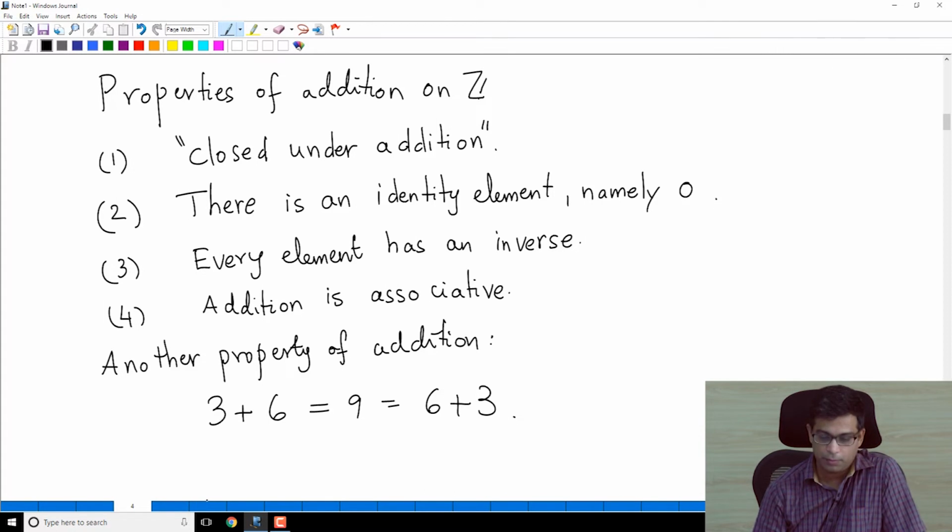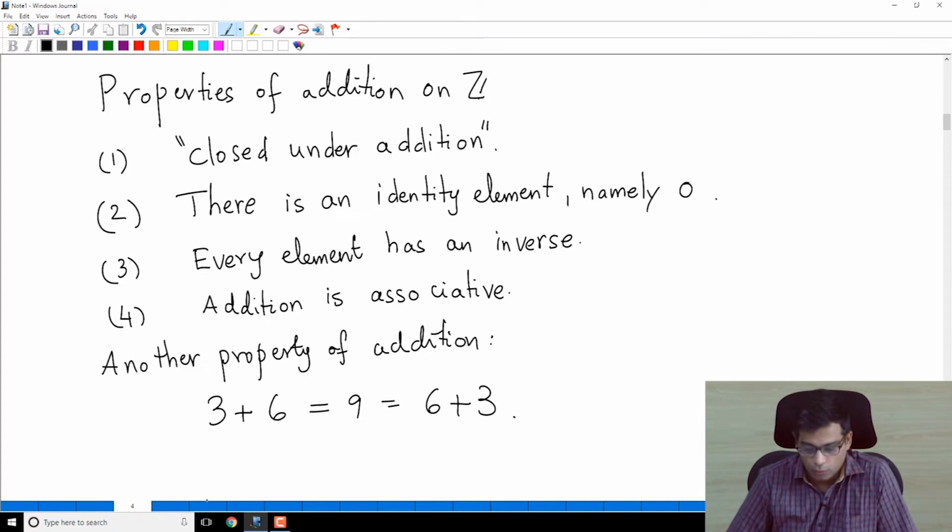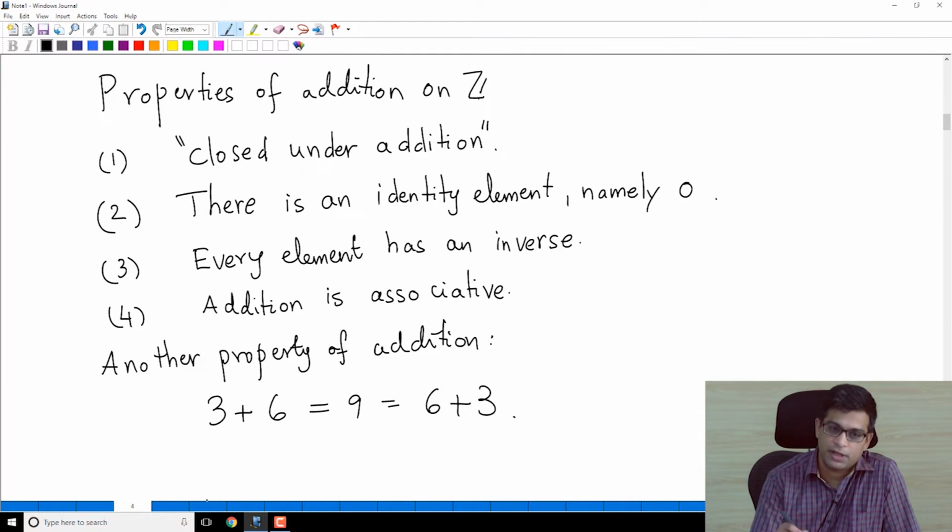So, these are the properties of addition on integers that I want to record, and I want you to remember that these properties, while they are so obvious for addition, are not necessarily always true. For example, if you take multiplication on integers, there is no inverse for multiplication if you think about it. For example, 2 has inverse 1 by 2, which is not an integer. So, it is not clear that these properties always hold.